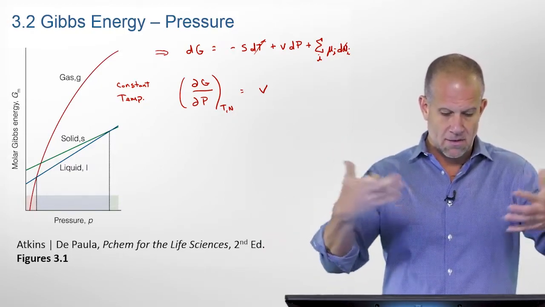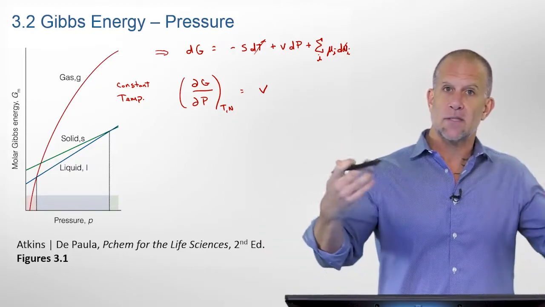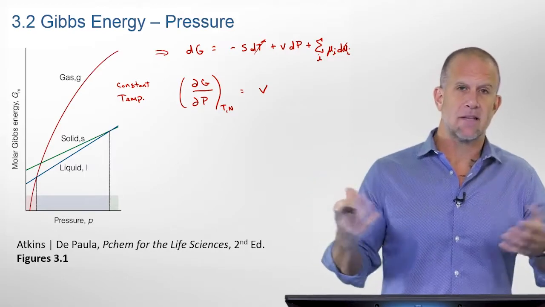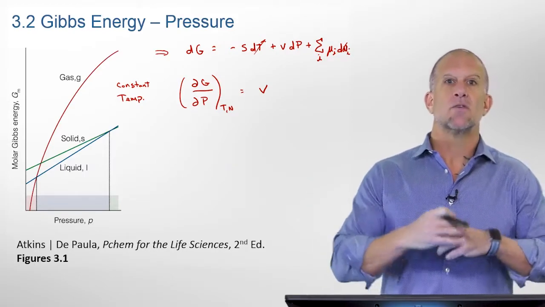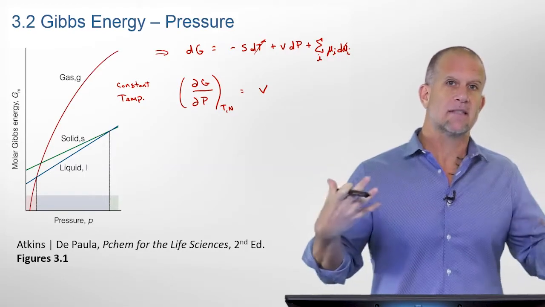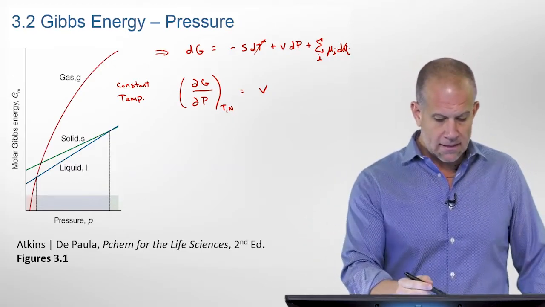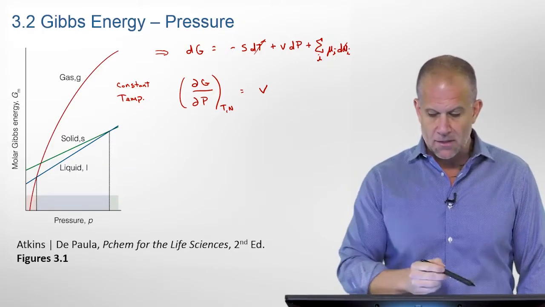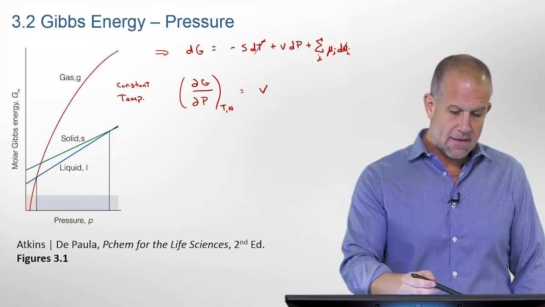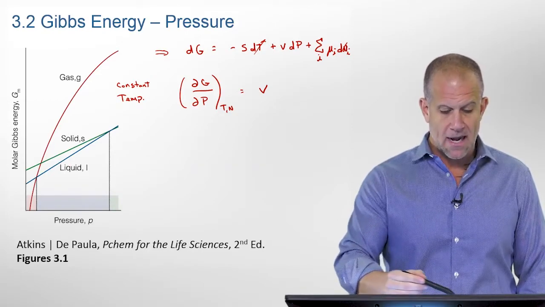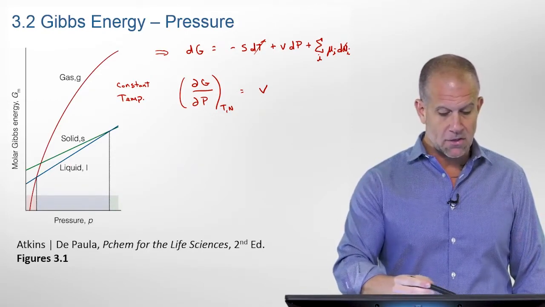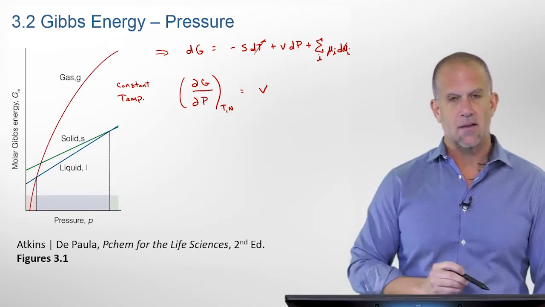A gas has a much larger volume. Liquids and solids can vary. Famously, solid ice can be less dense than liquid water. But the solids and liquids typically have similar densities or volumes, and the gas typically has a much, much higher volume. So that's what gives it a much, much larger slope compared to the solid and liquid.